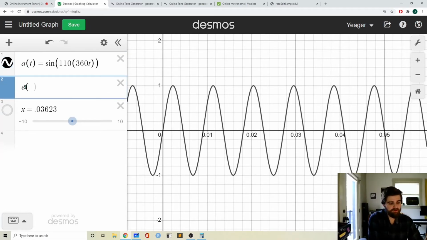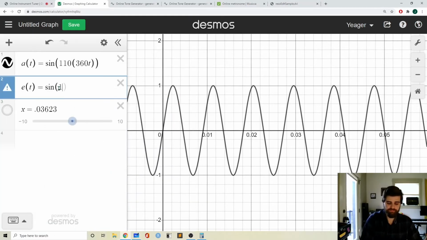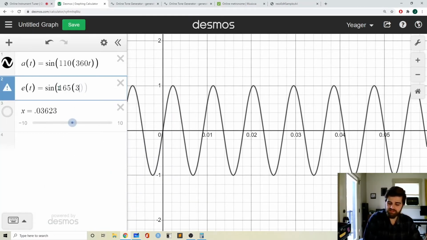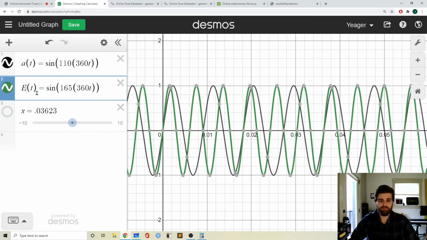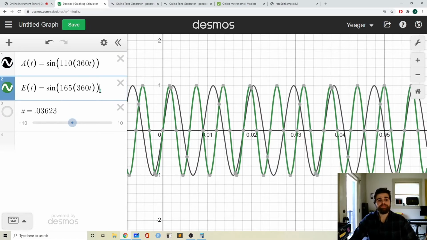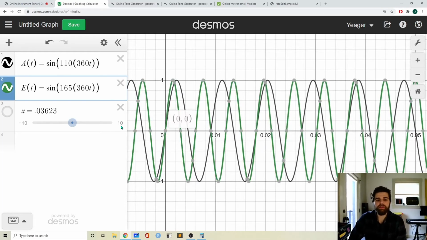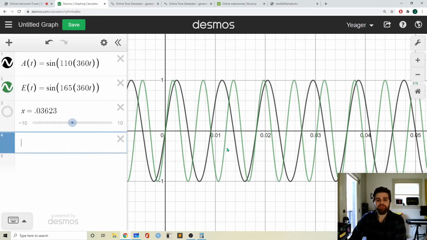Let's look and see what it would be for an E. So the E was 165 hertz. And then we're going to keep the rest of this the same. It does not like that. E, remember E is a number. Let's change these to capital letters. Okay, so remember A of t, E of t, just the name of our function, really inconsequential to what we're looking at. All right, and don't worry about this value right now. We'll talk about it in a second.